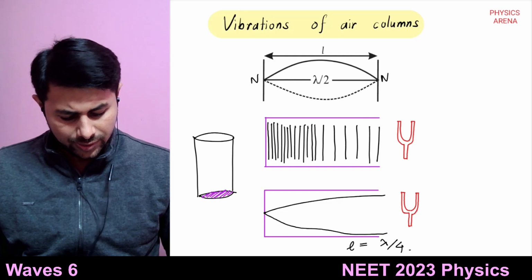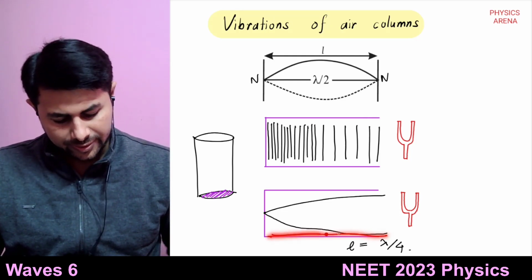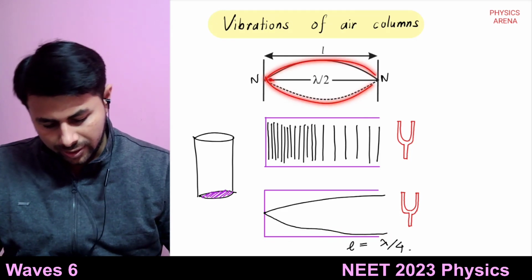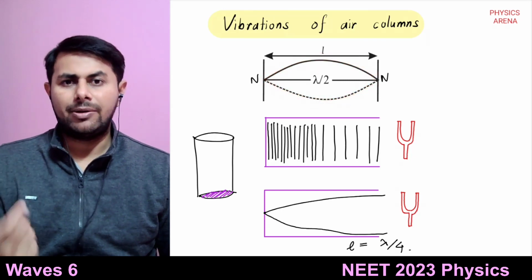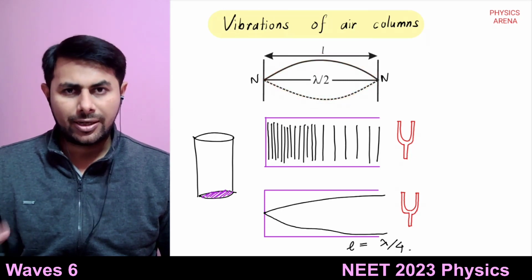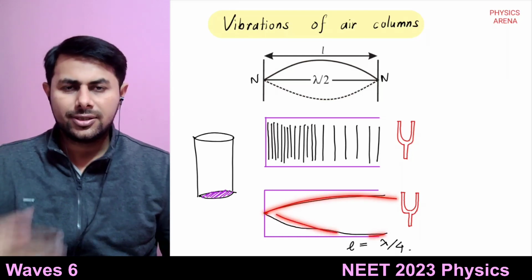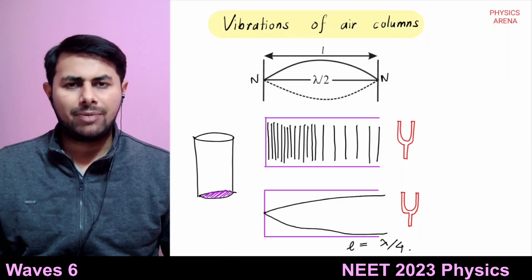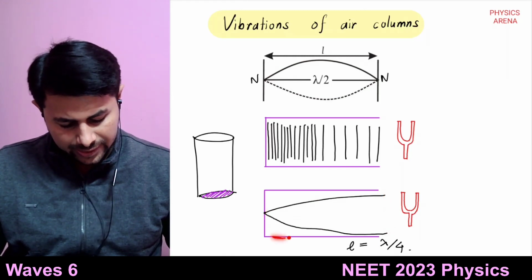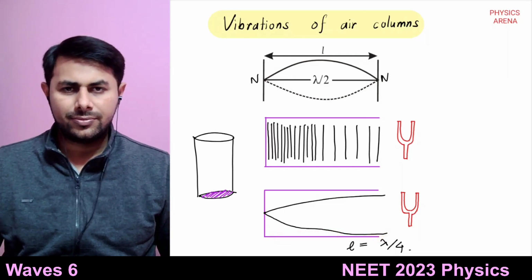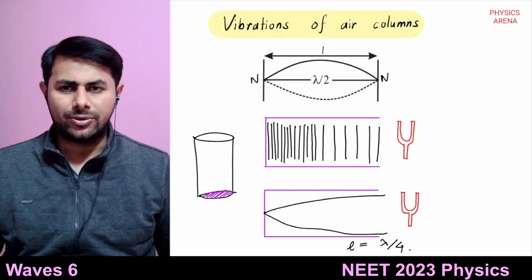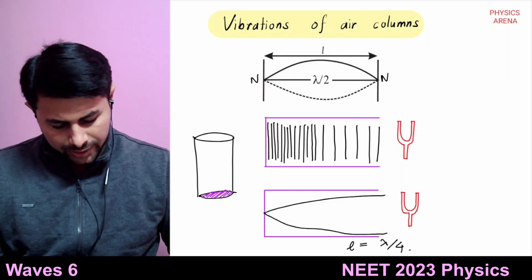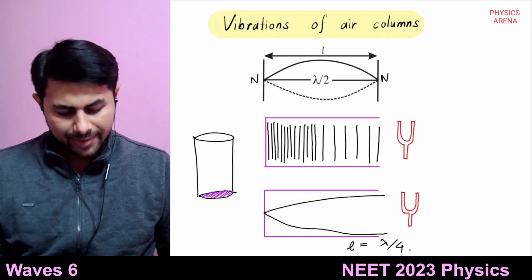Now how much would be this length? We know that in case of vibration of a string, the length of one loop is lambda by 2. So this is not even one loop. This is half of the loop, the distance between a node and an antinode. So what happens? This length is equal to lambda by 4. Okay, is it clear? Now this is the fundamental mode of vibration of a pipe which is closed at one end.